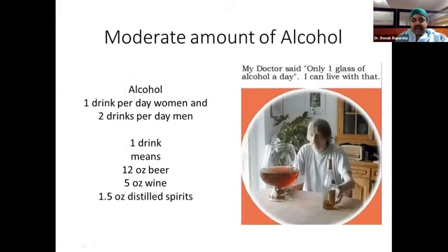Certain guidelines also recommend a moderate amount of alcohol intake for control of dyslipidemia, particularly for control of hypertriglyceridemia. A moderate amount of alcohol means 1 drink per day for women and 2 drinks per day for men. One drink includes 12 ounces, that is 360 ml of beer, 150 ml of wine, or 45 ml of distilled spirit, that is whiskey or vodka.